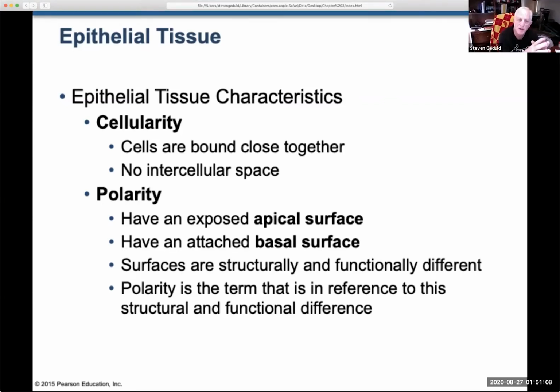So there's a polarity with epithelial tissue. There's an apical surface and a basal surface. Surfaces are structurally and functionally different. So polarity is in reference to this structural and functional difference. That's what we call a polar cell.